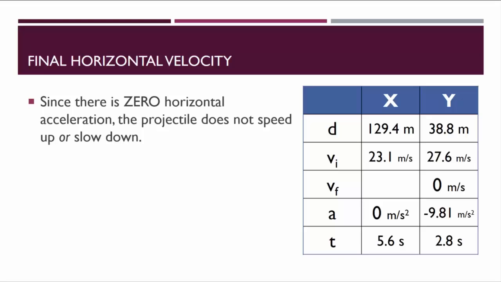Let's talk about that final horizontal velocity. Since there's zero horizontal acceleration, that means that the projectile doesn't speed up or slow down horizontally. This means that the final horizontal velocity is exactly the same as the initial horizontal velocity. So we can just plug in 23.1 meters per second there if we want to make sure that this table is totally complete.